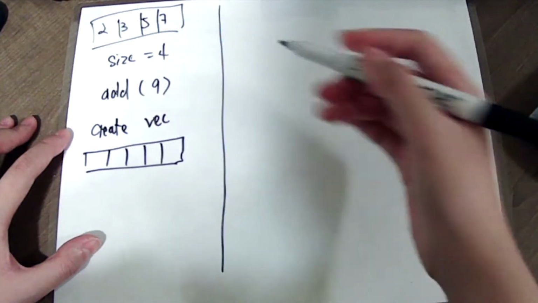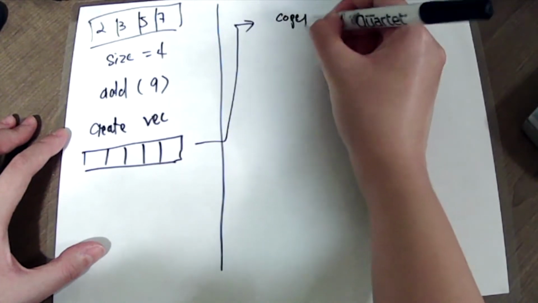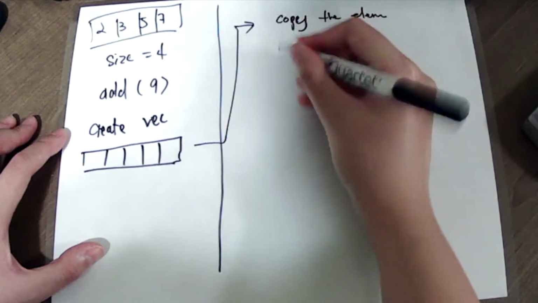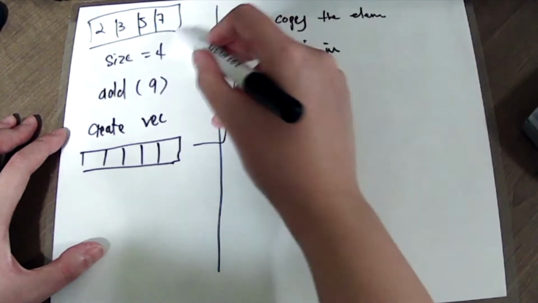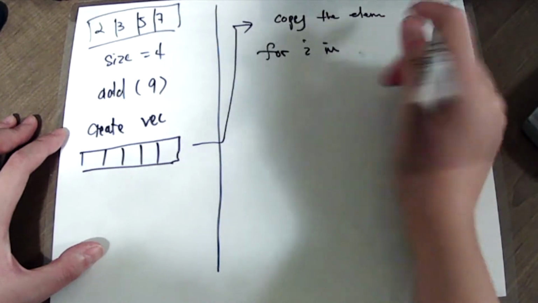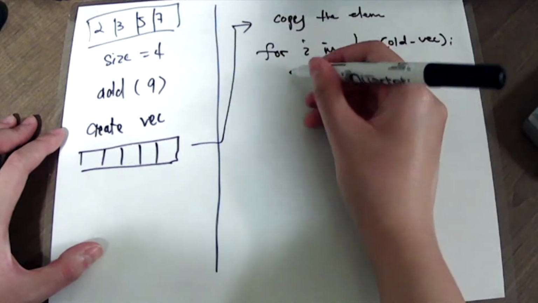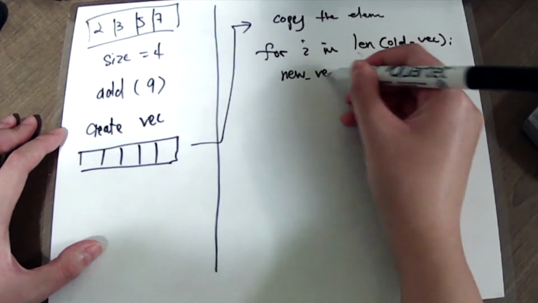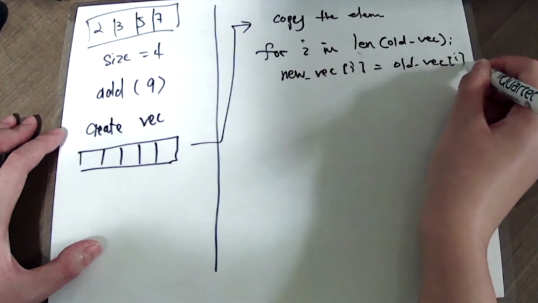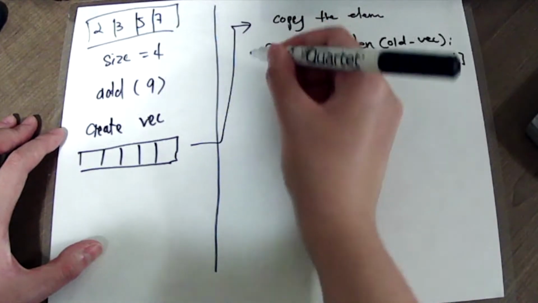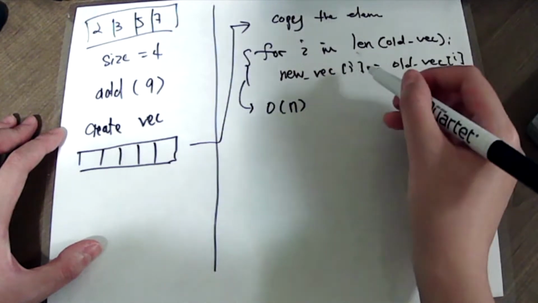With the new vector here, what we're going to do is copy the elements. So we need to iterate for i in the old vector, let's say the length of the old vector. And then what we do is basically copying: new vector i equals old vector i. So basically we're doing copying here. This takes O of n runtime due to the iteration and the for loop here.